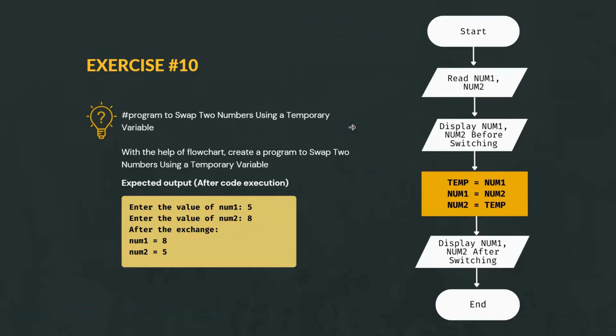Everyone, welcome back to another Python exercise, and this is exercise 10. Today we are going to learn something super simple but very important, which is how to swap two numbers using a temporary variable. And trust me, this is one of those basic concepts that can help you understand how memory and variables work in programming.